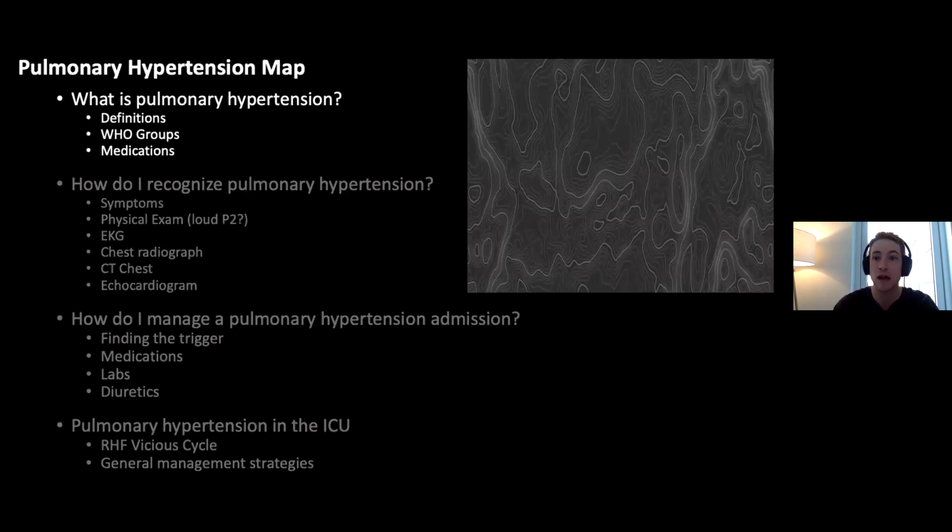So just a general outline for this chat. First, we will start talking about defining pulmonary hypertension. Then we'll talk about ways to recognize it. Then we'll talk about the acute care management. And finally, we'll spend a little bit of time talking about ICU level management with some super cool physiology.